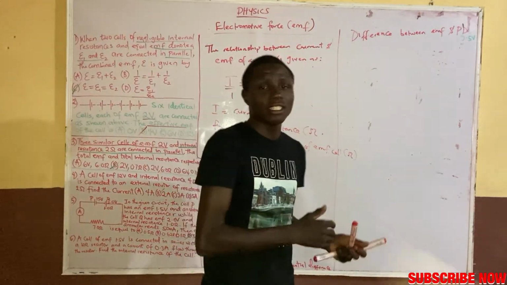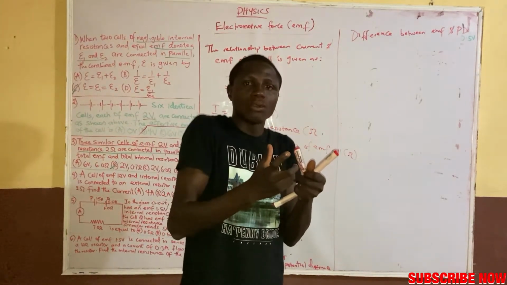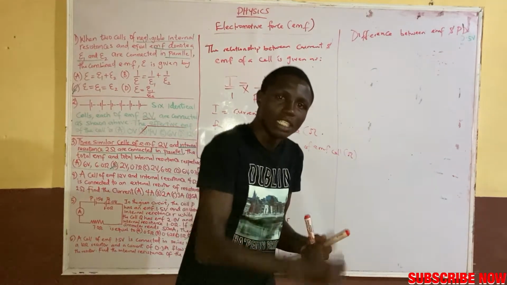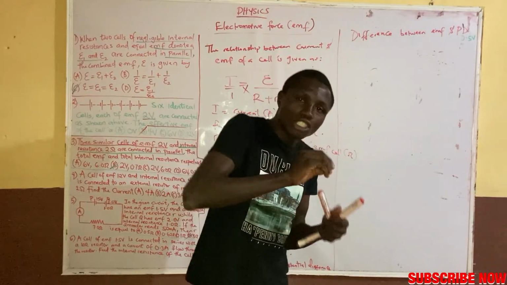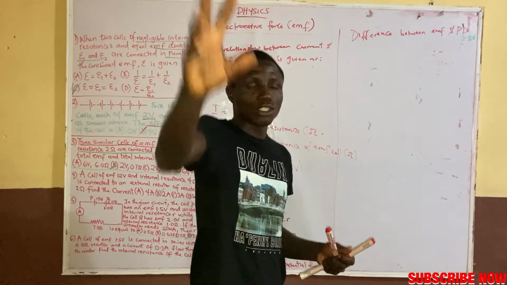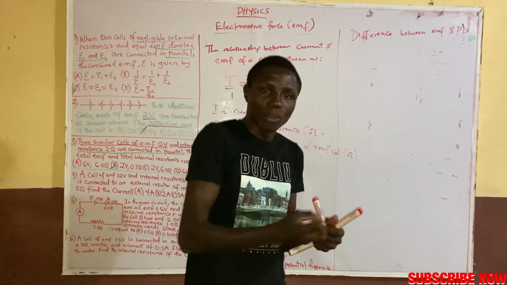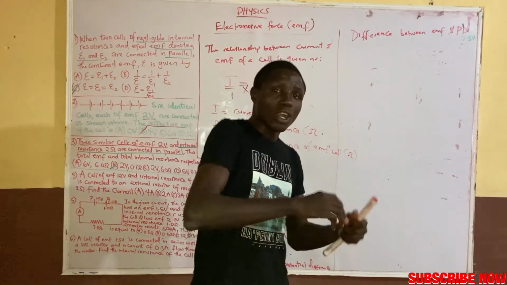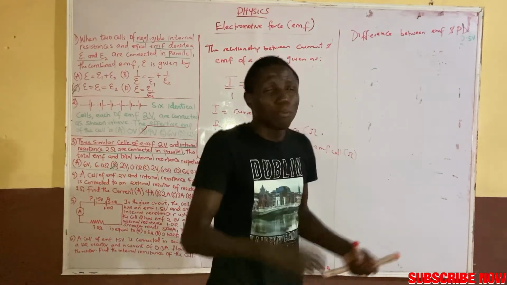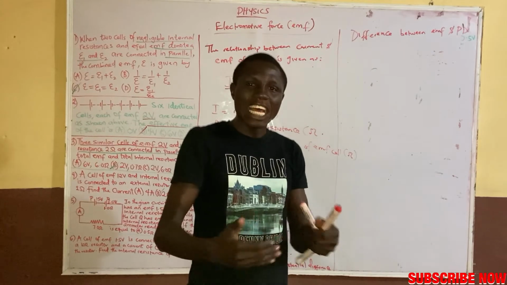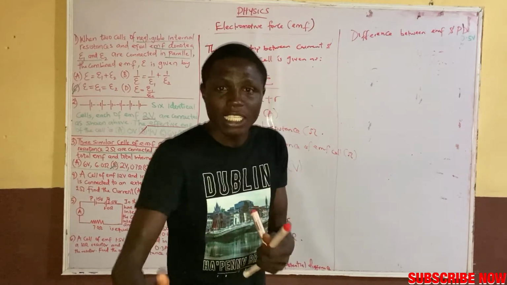As I've already said, EMF is the influence that makes current travel from a region of lower potential to a region of higher potential. So EMF is like a driving force that makes current flow. While the potential difference is the energy released or the work done when current moves from one point to another in a circuit.